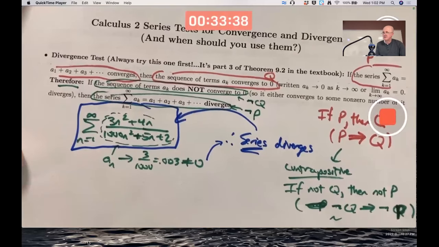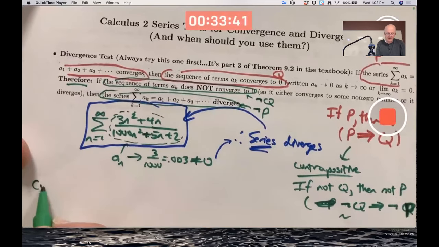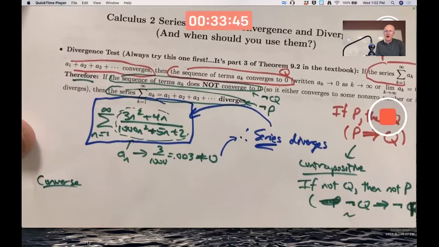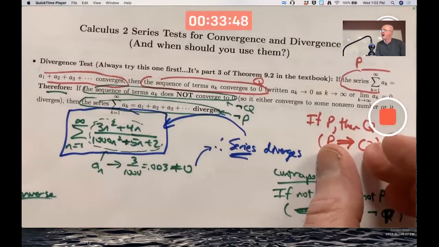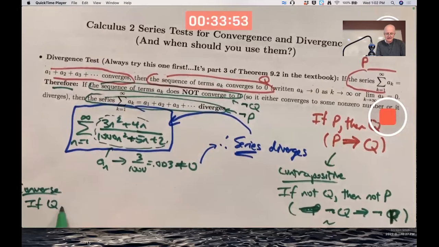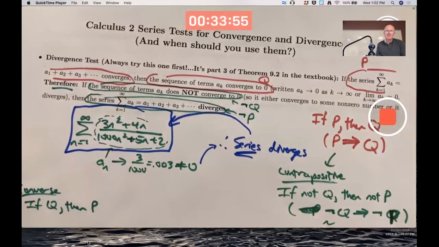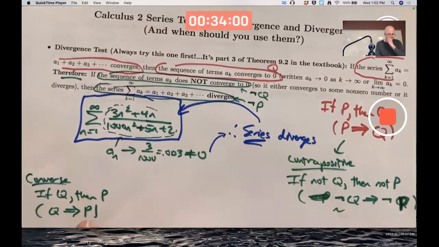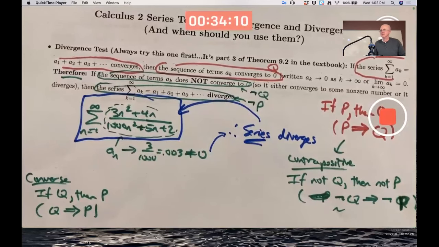The converse statement, however, is not equivalent to the original. The converse is where you switch the P and the Q around, but do not negate them. If Q, then P. Or Q implies P. The converse is not equivalent to the original statement. It does not mean the same thing. If the original statement is true, the converse may be true or it may not be true. It depends on the situation.